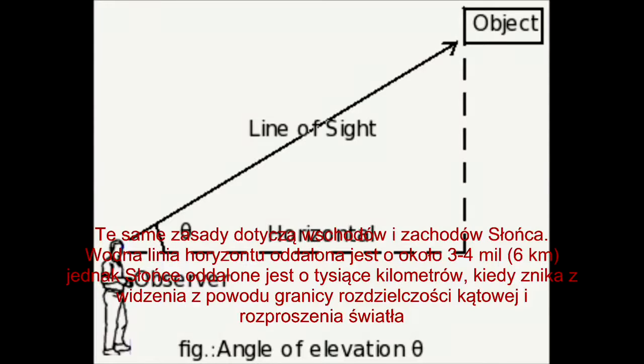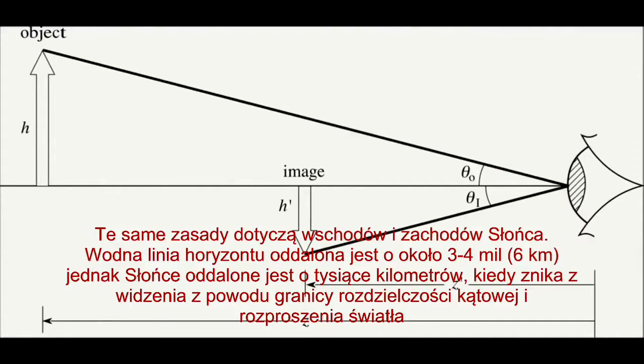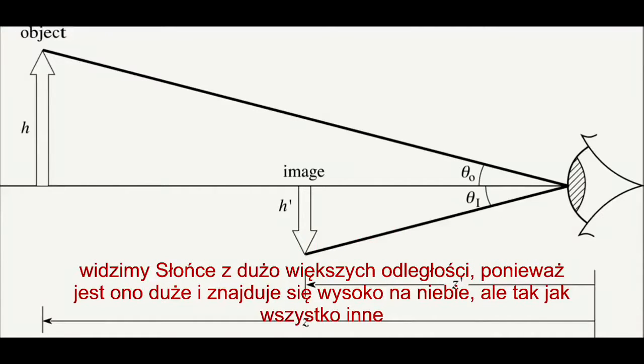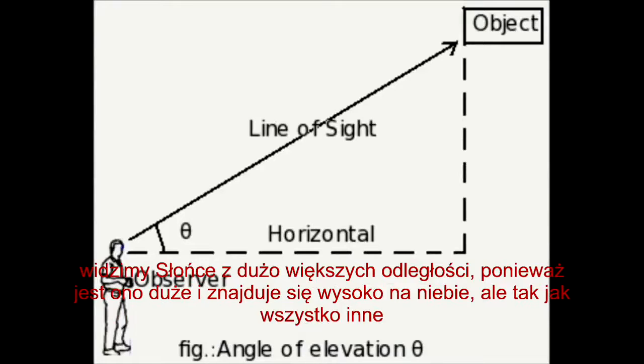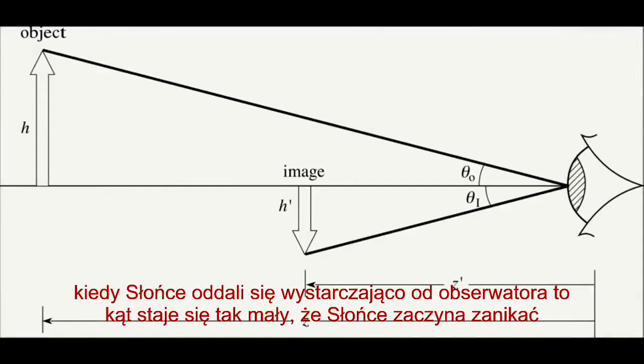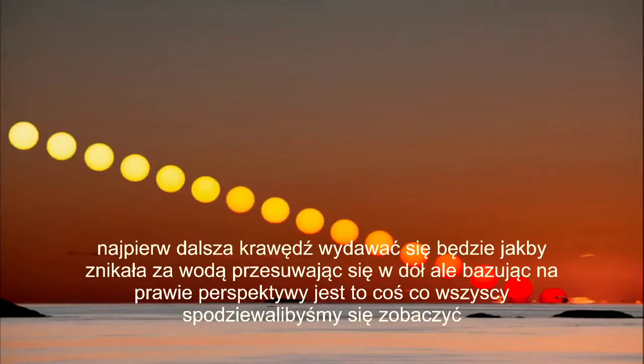The same principle applies to a sunset or a sunrise. The waterline horizon at the beach is about 3 to 4 miles out. Yet the sun is thousands of miles out when it disappears due to the limit of angular resolution and light propagation. We can see the sun at a much further distance because it is so large and high in the sky. But just like anything else, once it gets far enough away from the observer, the angle becomes so small that it will disappear, the furthest edge first, appearing to go down behind the water.